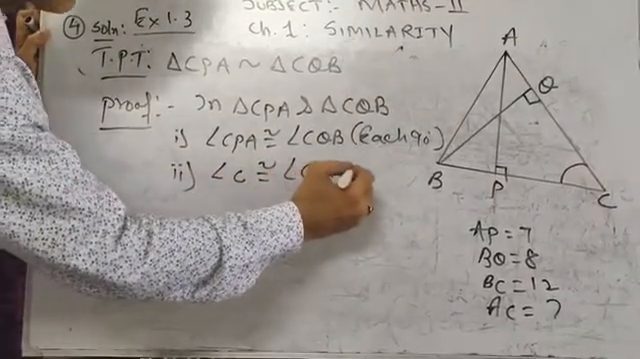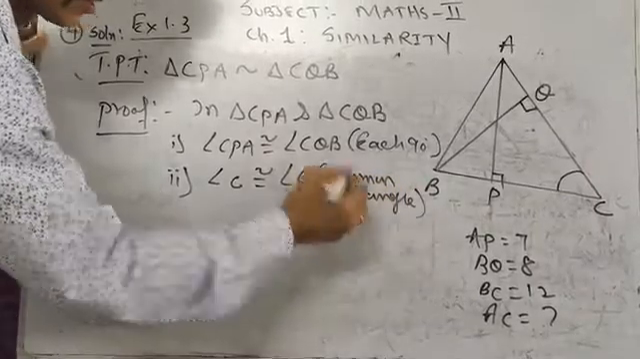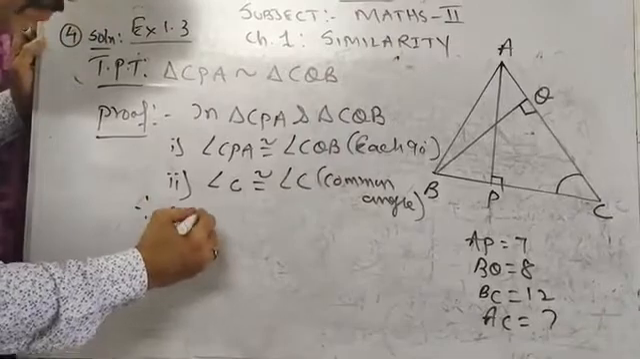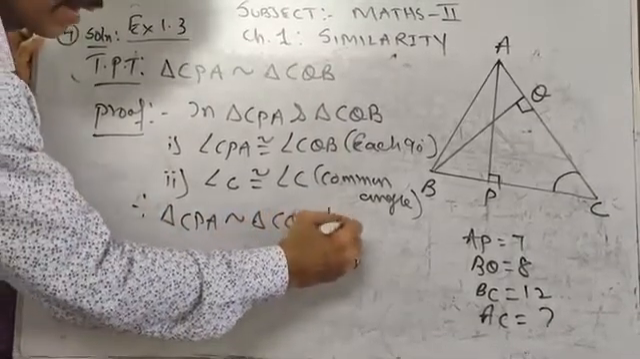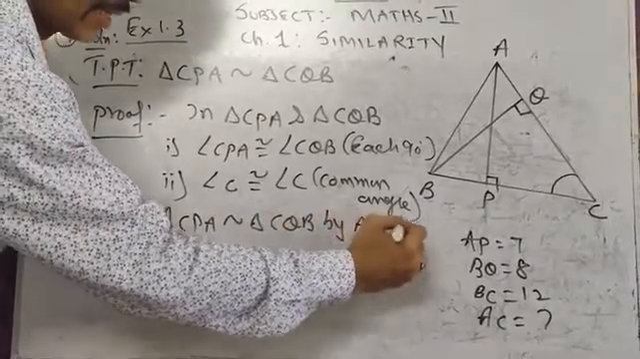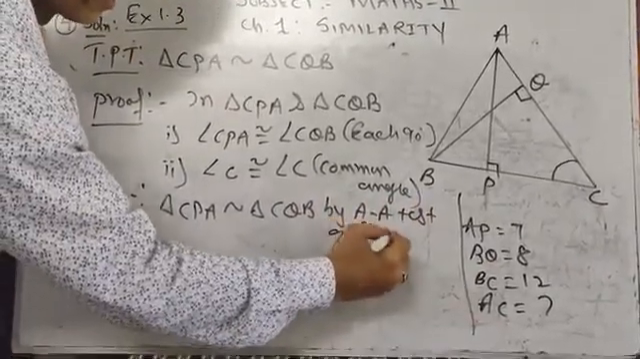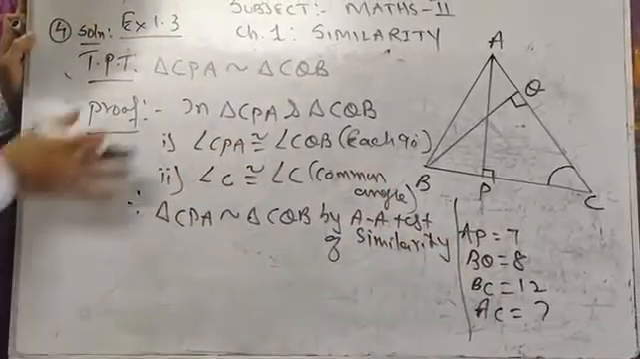This is common angle. Two conditions are over. Therefore, triangle CPA is similar to triangle CQB by angle test of similarity. Angle test of similarity. So these two triangles are proved.